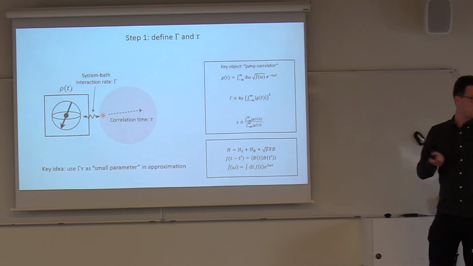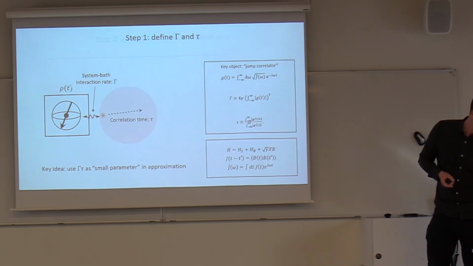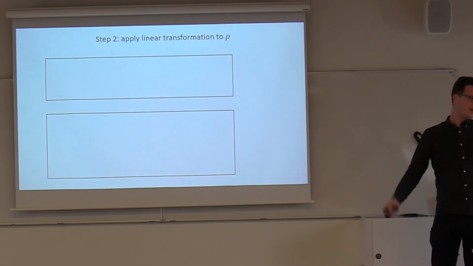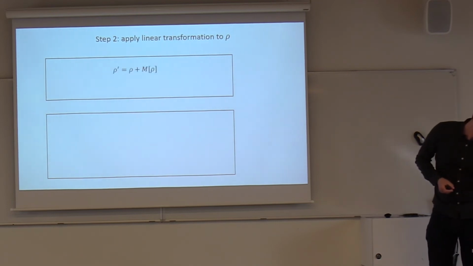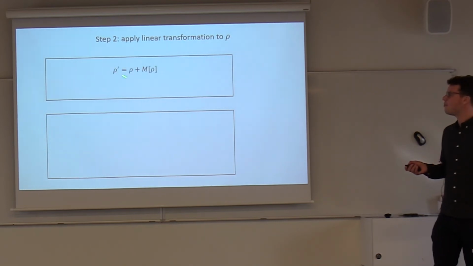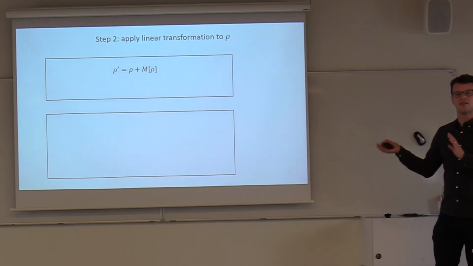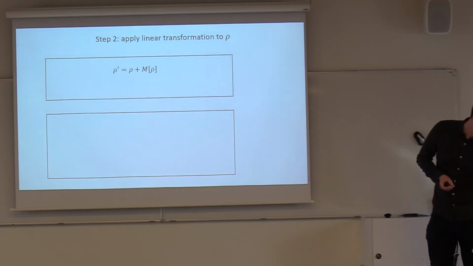So step 2 in our approach is, as I said before, just expanding to linear order in gamma doesn't give you a Lindblad form master equation. So we have to do something different. And the different thing we do is to perform a mapping of the density matrix. So we map the density matrix to this rho prime, which is rho plus some small correction. This M is some linear function of rho, which is well defined, and an expression is given in the paper.